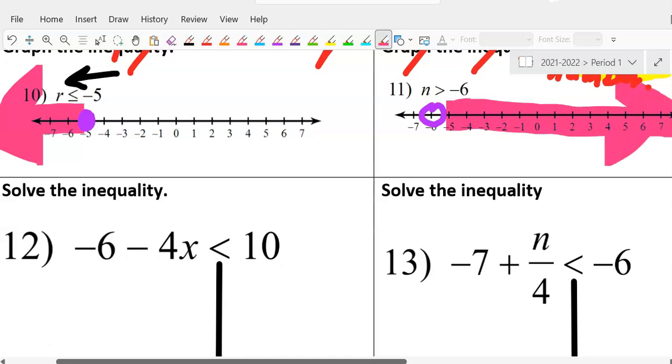Why is it going to the right? Because the arrow is facing right. Also because it is greater than. N is all the numbers that are greater than, right? But shortcut, if the variable is on the left, which ours is, you can look at what it looks like it's pointing to, which is to the right.